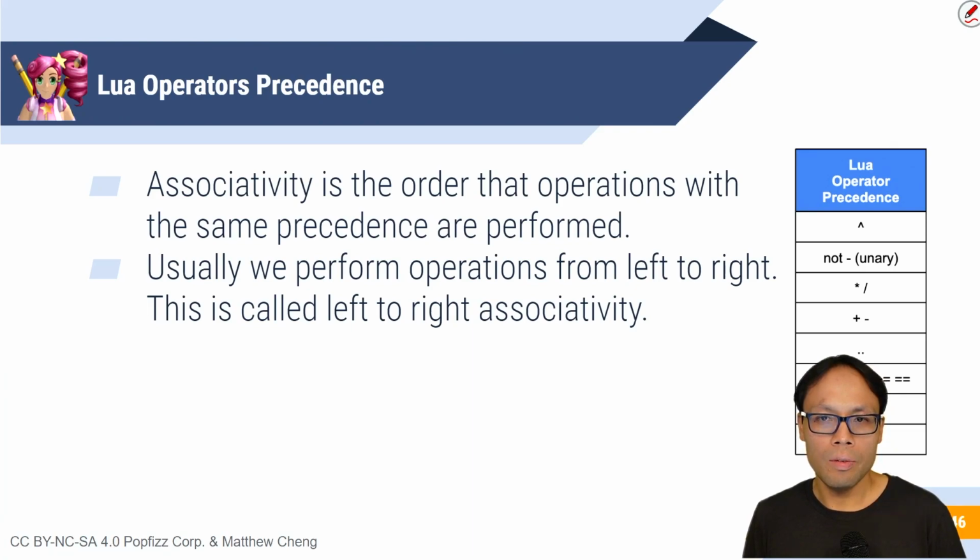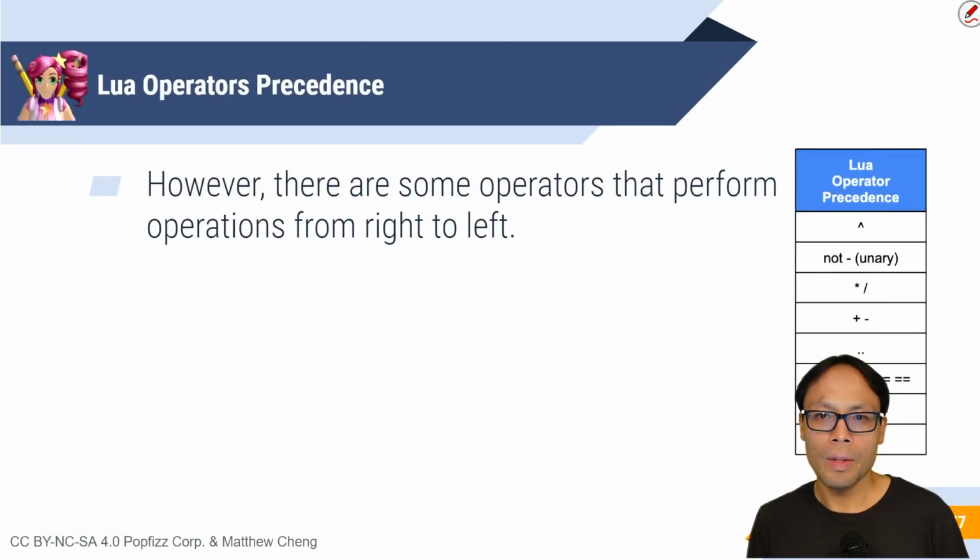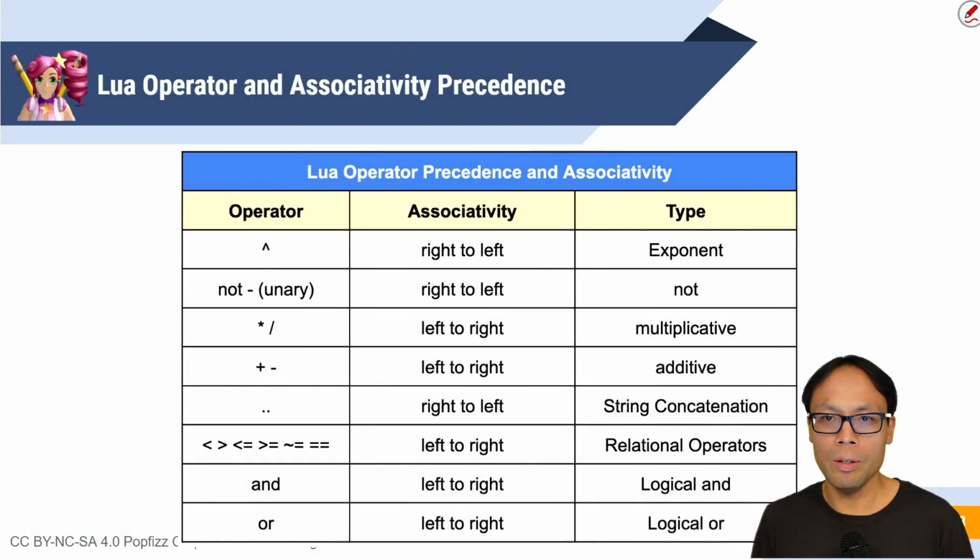Now, associativity is the order that operations with the same precedence are performed. For most operations, the operations go from left to right, like the way we read in English. And that's called left to right associativity. However, there are some operators that perform operations from right to left, which we'll look at in my chart over here.